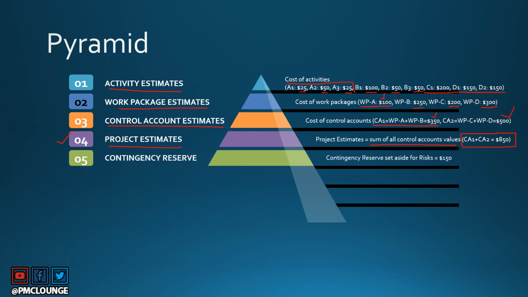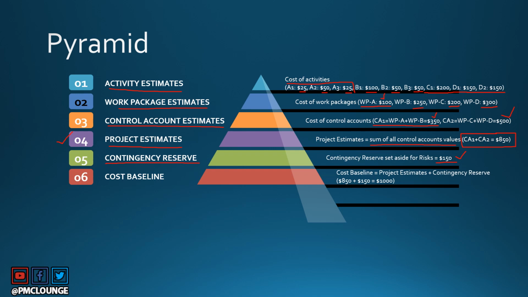After this comes contingency reserve. So contingency reserve is the money that you set aside just for the risks, and you do that through the quantitative risk analysis process that we have already discussed. You can definitely check out the second link in the description, which contains the playlist of every single video that we have covered on risk management knowledge area. So contingency reserve based on your calculation should be $150.